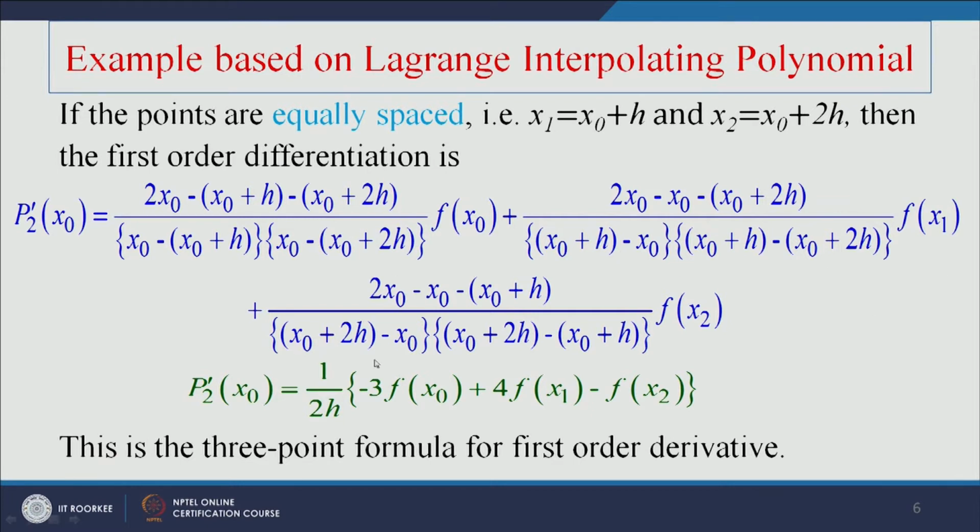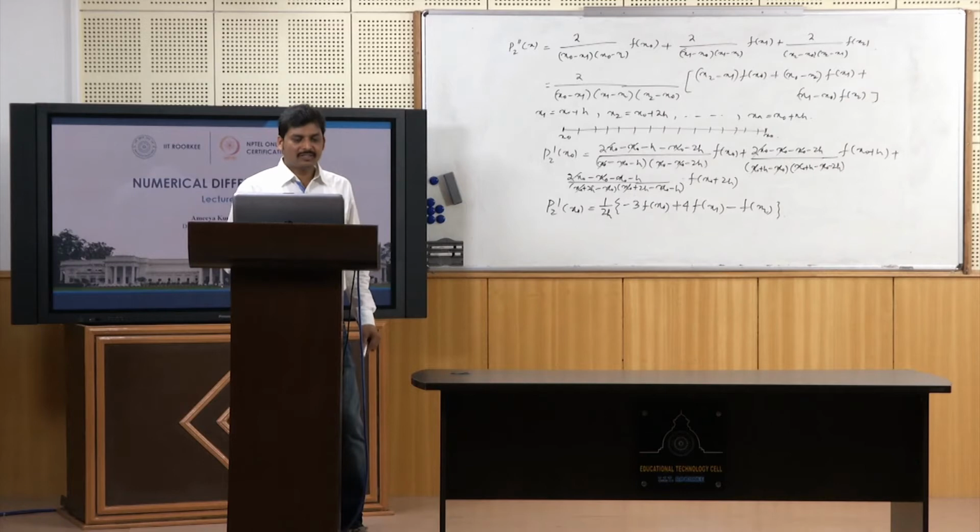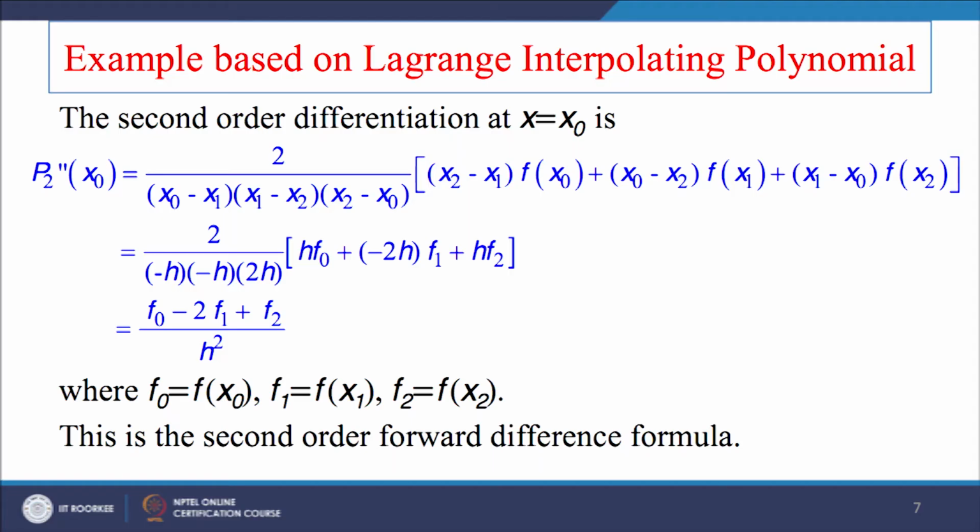So, likewise if you just solve these three terms, we can obviously get this 3-point formula here. This is called the first 3-point formula for the first order derivative. Next we will go for the second order differentiation here.